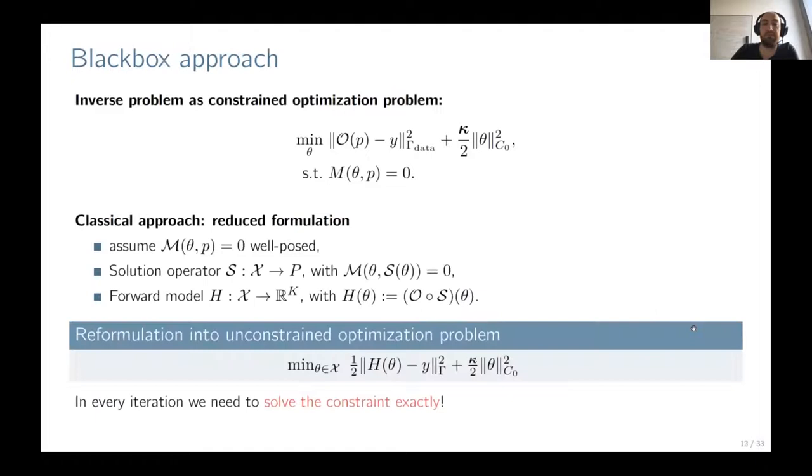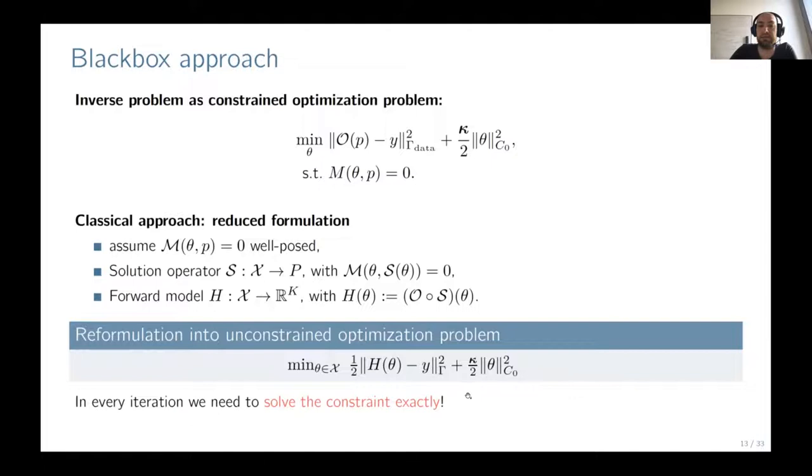But let's give some more details on this. So in a classical approach, so this reduced formulation, we assume that we can solve this physical model exactly. So given theta, we can write down the PDE solution P and formulate this through a solution operator S, and now define the forward map by H. So first solving the PDE and then incorporating this observation operator. So in the end, our forward model maps, given a parameter, to our observation points. So in the end, we can reformulate the constrained problem as an unconstrained optimization problem, which we saw before. But as I said, when we use some iterative solver to solve this optimization problem, we need to solve the constraint exactly. So we need to solve the PDE exactly in each iteration.